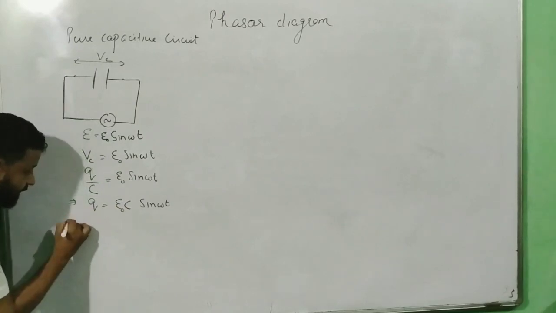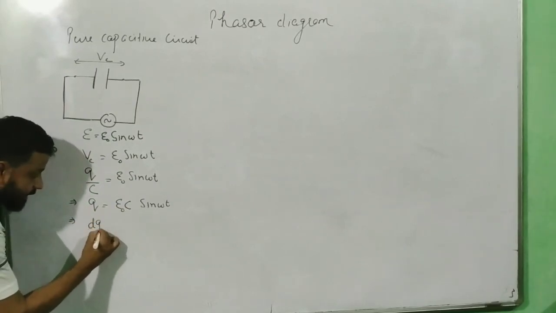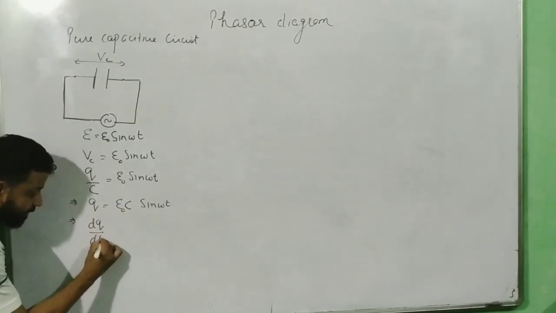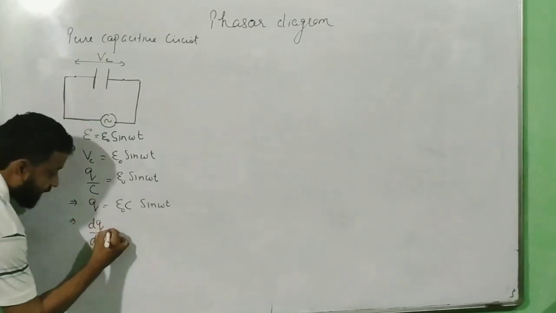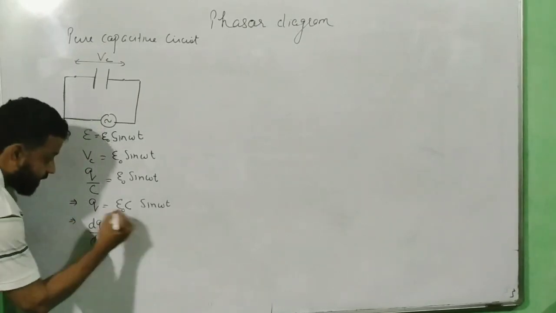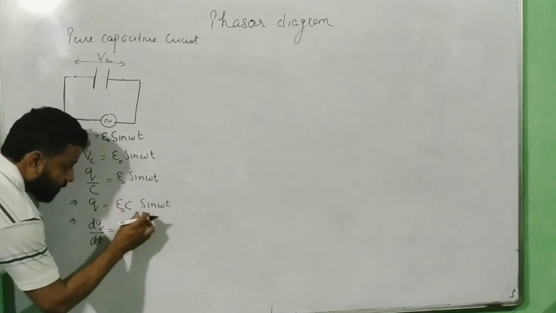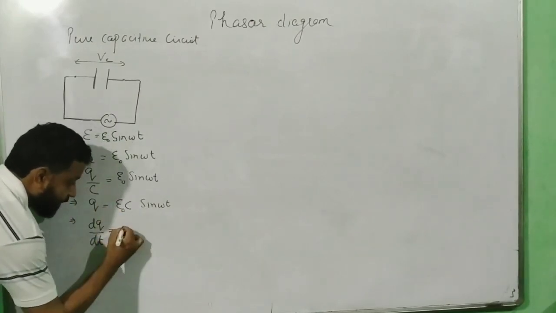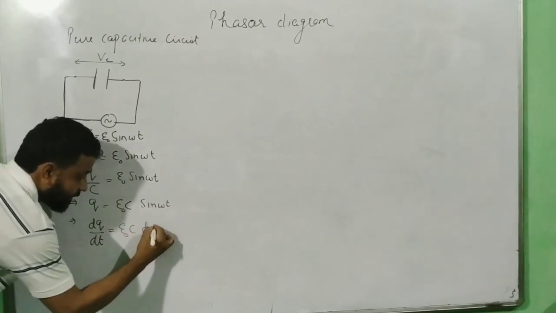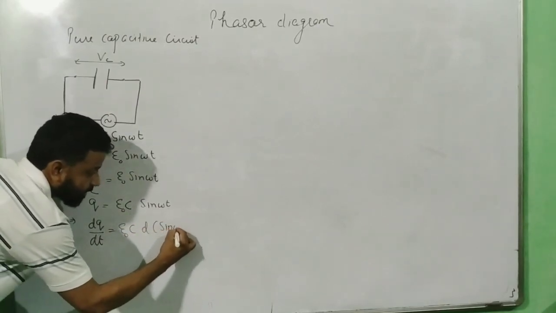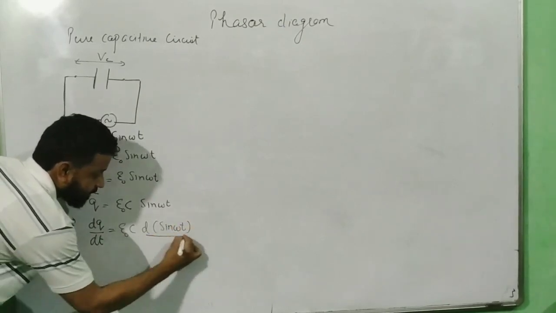Now let us differentiate this. If I differentiate this, d q by d t, what will I get? E naught is constant, C is constant, so we have to differentiate sine omega t. So E naught C, differentiation of sine omega t, d t.